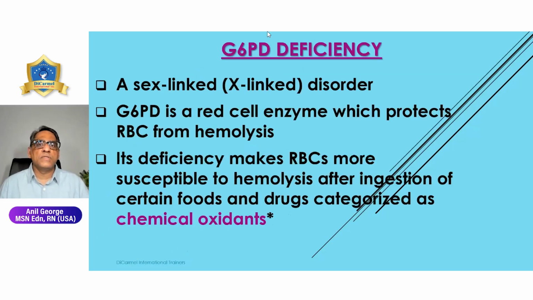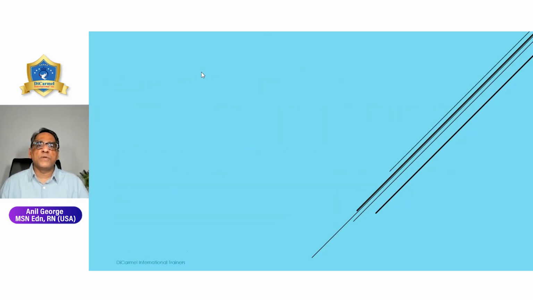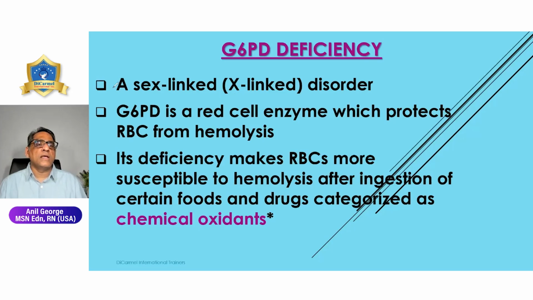So a little bit about G6PD deficiency. G6PD is an enzyme we all have. That's an enzyme which protects our RBCs from hemolyzing, breaking down. So those who don't have that enzyme, when they take certain foods or drugs, the RBCs can easily break down. Those drugs and foods are what we call chemical oxidants. Those oxidants can break down the blood cell. And that's what it says here. Again, it's a sex-linked or X-linked disorder, just like hemophilia A and B. This is also sex-linked.